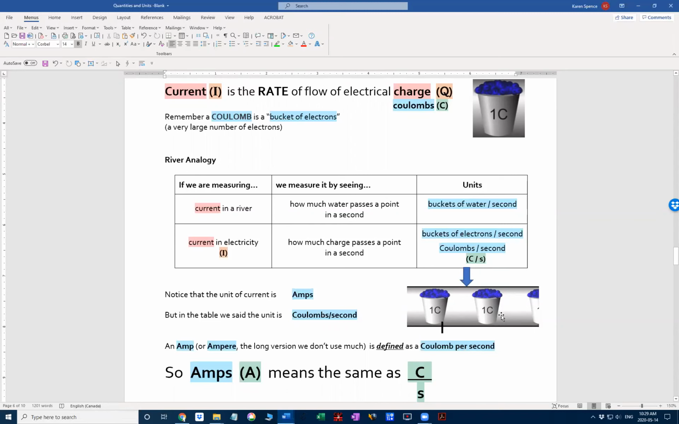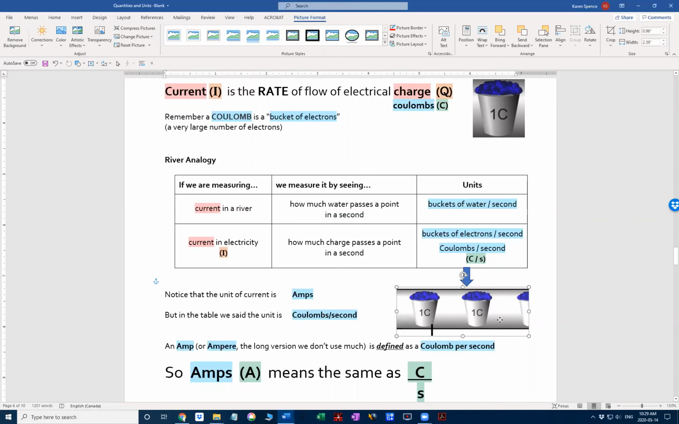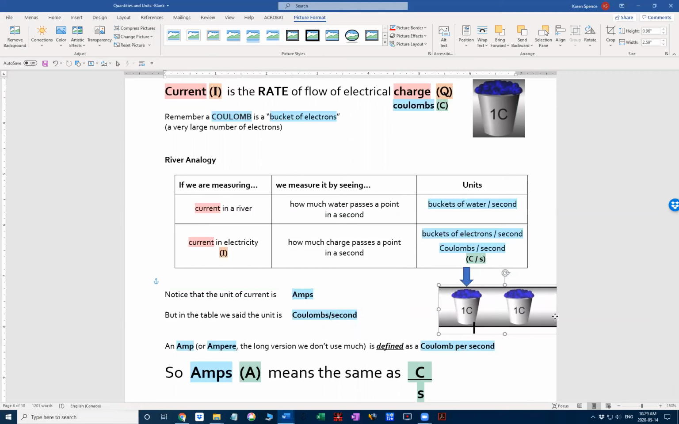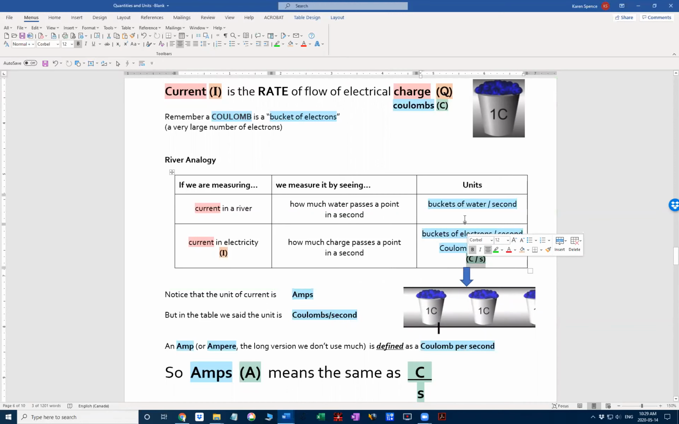And we could actually, look, I could move these electrons. I could start here and ask, how many are going past a point in a second? 1, 2, 3. And you'd have to count how many went by in a second. And that would give you the coulombs per second. So this table is telling us that the unit of current is coulombs per second.